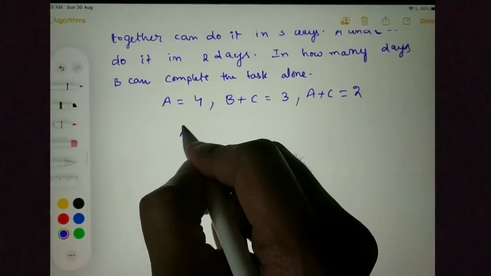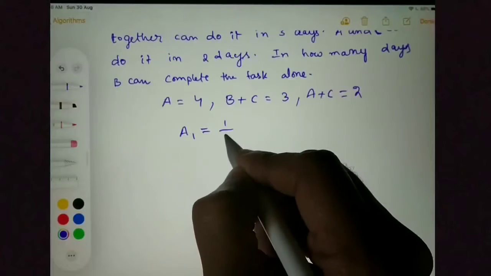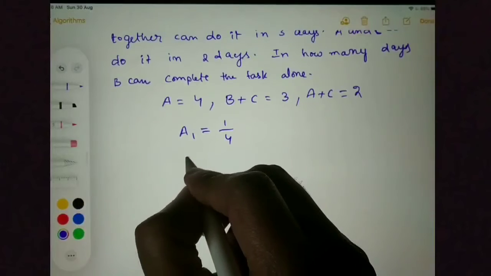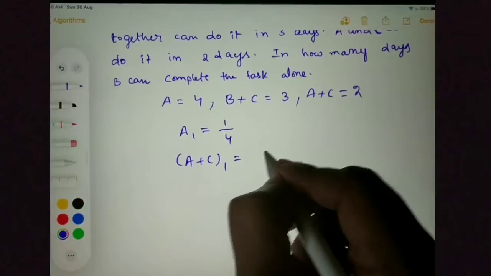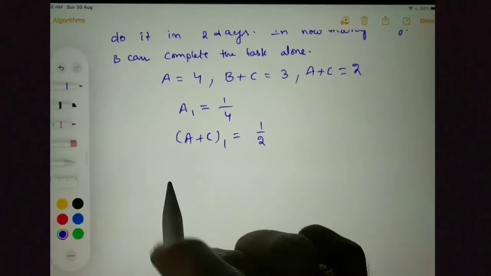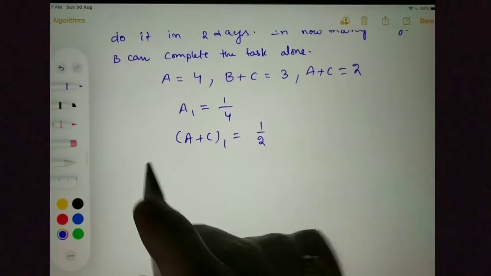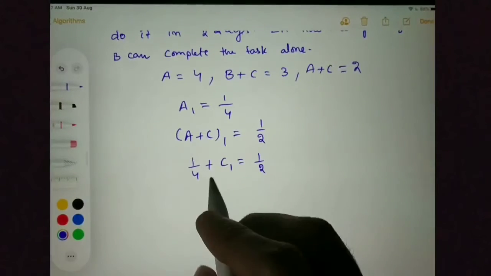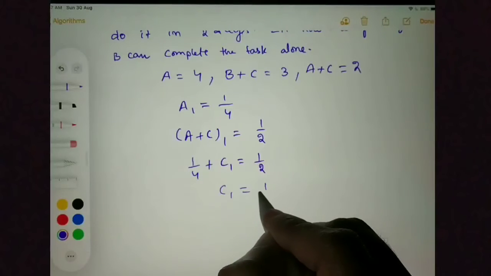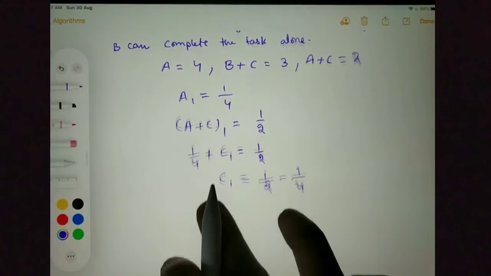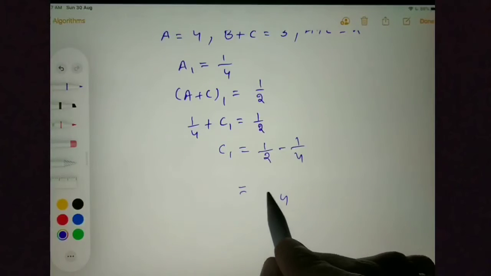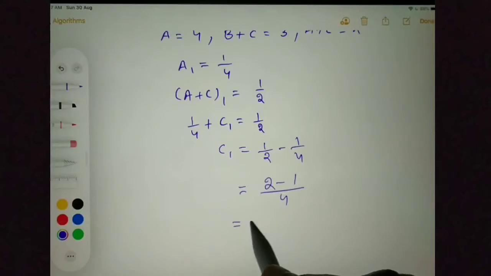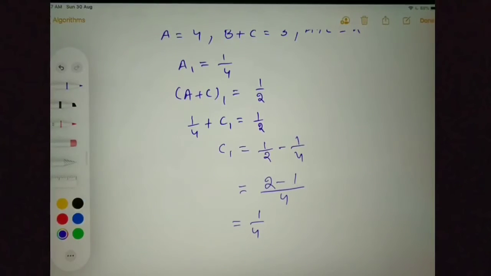So A's 1 day's work will be 1 by 4, and A plus C can complete the task in 2 days. What is A plus C's 1 day's work? That is 1 by 2. Because we already know A's 1 day's work is 1 by 4, plus C's 1 day's work, which we don't know. And C's 1 day's work will be 1 by 2 minus 1 by 4. The LCM of 2 and 4 is 4, 4 by 2 is 2, and 4 by 4 is 1, and finally C's 1 day's work is 1 by 4.